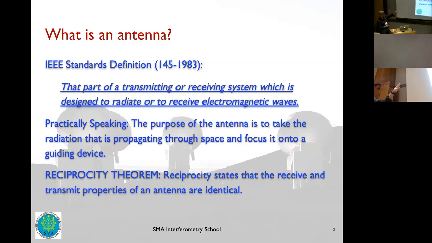And practically speaking, the purpose of the antenna is to take the radiation that's propagating through space, all those megaparsecs of distance away, and through the atmosphere, which we just heard from Simon, and hits the antenna, and then it's guided and focused onto a device, which is either a waveguide or a wire or anything, or your receiver ultimately. And so that's what the antenna is, and I'll be talking about that. So the moment it hits the primary and then goes through a bunch of optics and reflections, et cetera, and then hits ultimately your mixer or detector or your horn, or whatever the receiving element is. And so that's what I'll be talking about.